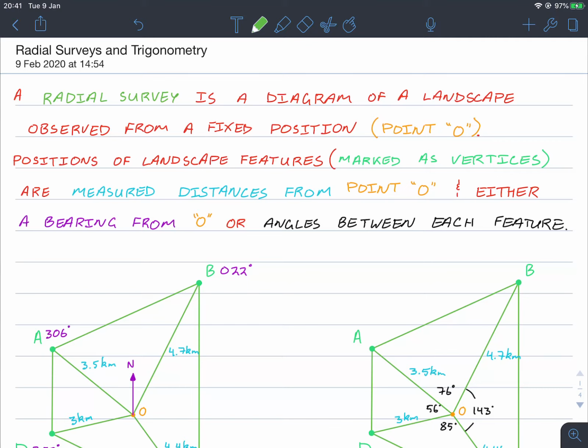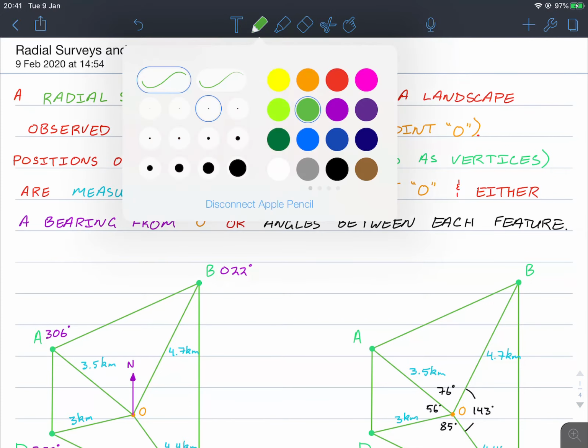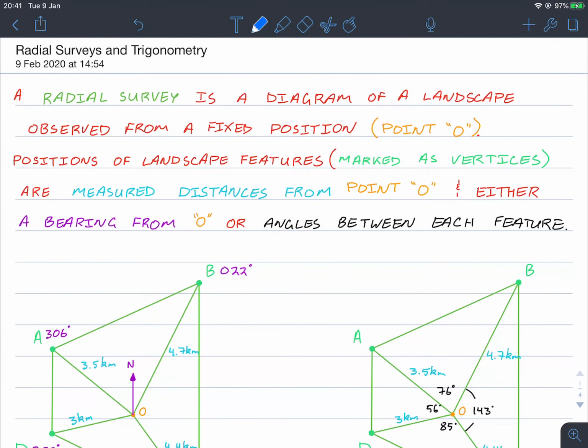Hello class, this is a video tutorial on radial surveys and trigonometry. A radial survey is a diagram of a landscape observed from a fixed position, usually given as point O.